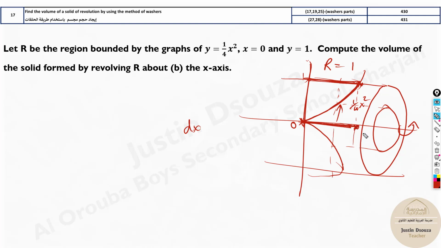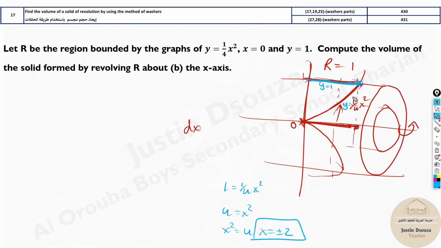So what you need to do is you need to find this intersecting point over here, this point. How do you find this? We need to equate this. What is the equation over here? y is equal to 1, and over here we have y is equal to 1/4 x squared. Let us solve this. 1 is equal to 1/4 x squared, and if you take this to the other side, it's going to be 4 is equal to x squared, or x squared is equal to 4, x is equal to plus or minus 2. So this is what we need to solve for.